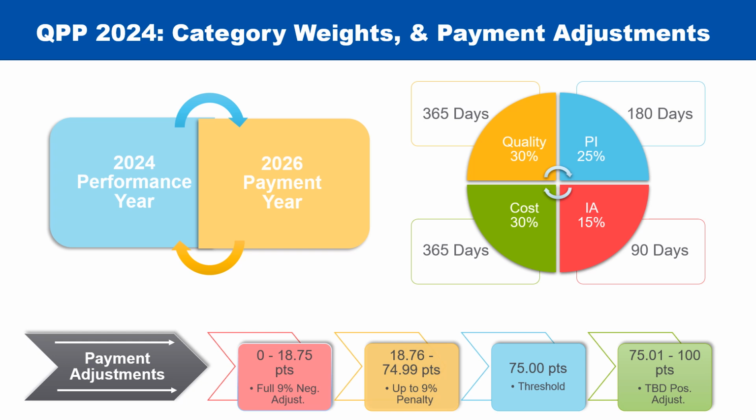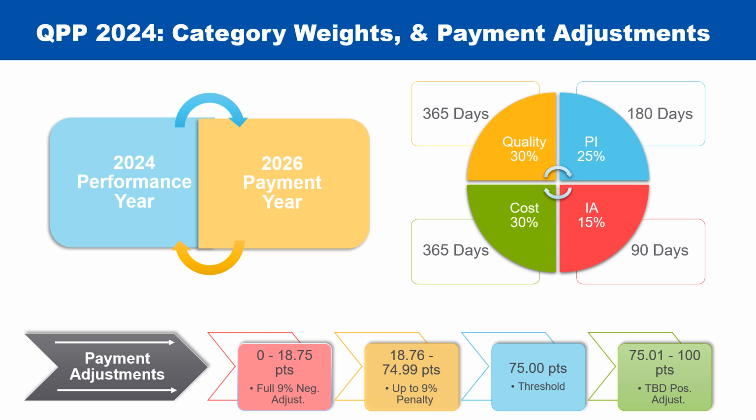And then finally, you have quality, which is 30% of your performance, and that starts from January 1st to December 31st of 2024. Always keep in mind, too, that the performance year 2024, you're going to see those positive or negative payment adjustments hit in 2026. Now, the threshold to avoid penalty is 75 points. They have continued to hold that threshold.